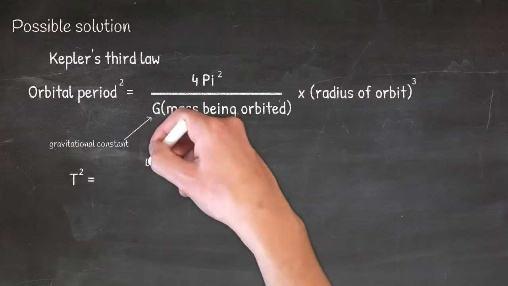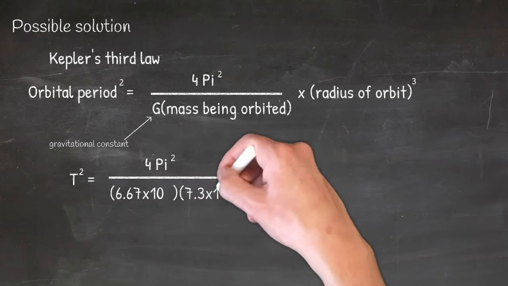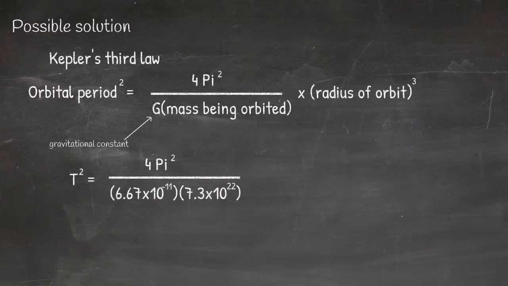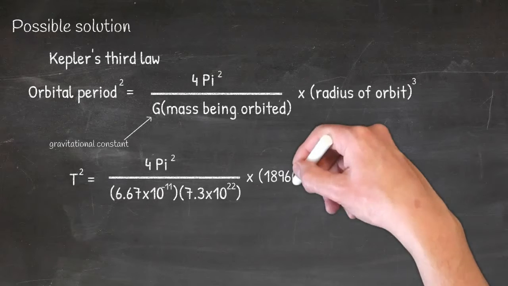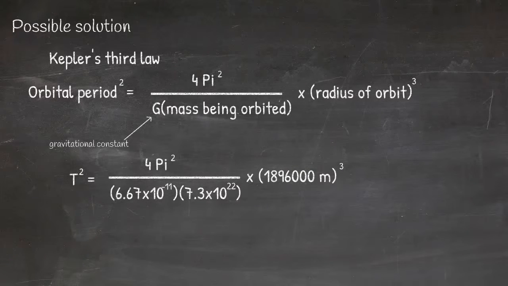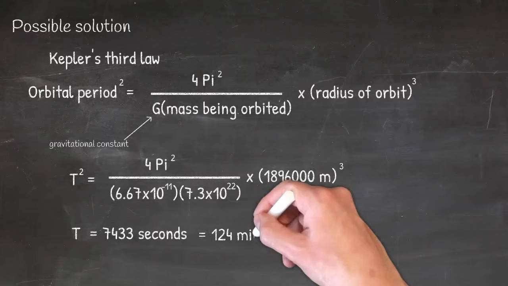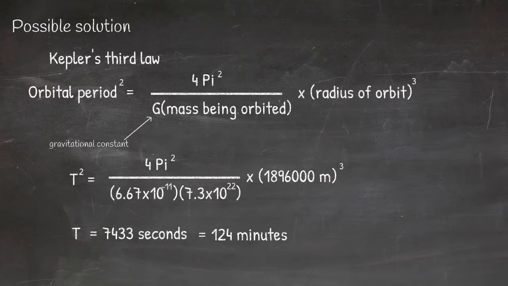Okay, we have all the numbers we need, so let's throw them in there. The 4 pi squared on top, 6.67 times 10 to the minus 11 on the bottom, times 7.3 times 10 to the 22 kilograms, which was the mass. And then we're going to take the two values for the altitude and the radius and combine them to get the radius of the orbit from the center of the moon. So we get 1,896,000 meters. So we'll cube that, and when we do that, take the square root, we get 7,433 seconds, or approximately 124 minutes.